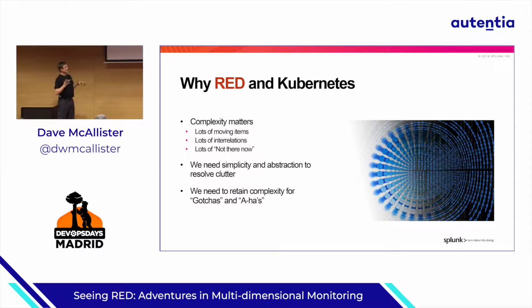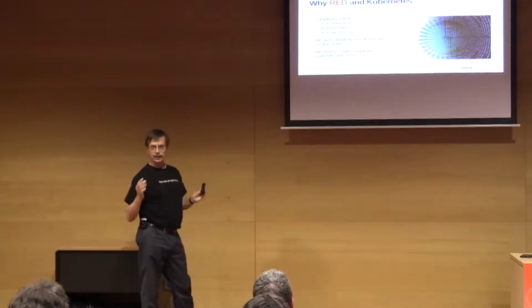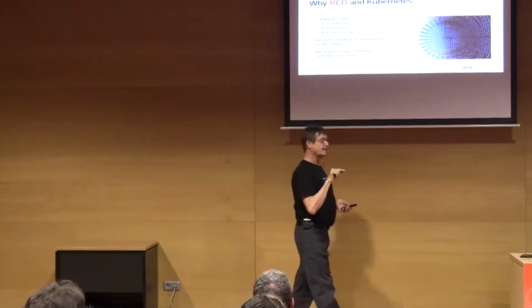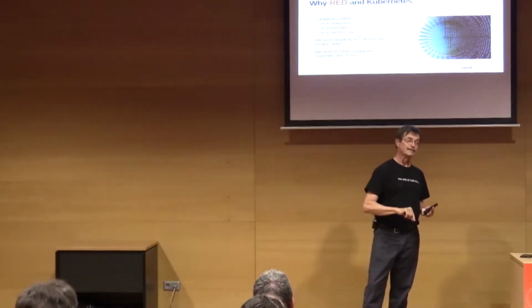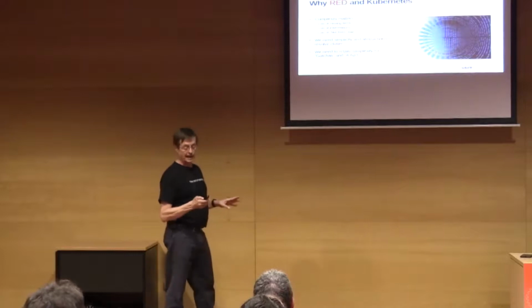So why this RED thing? Why RED and Kubernetes? Well, complexity really does matter. We have a lot of moving parts. We have a lot of relationships happening. We don't know where these pieces all are. We're not even sure necessarily what order things are operating in at any given point. We need to have the simplicity while being able to abstract out to get rid of that clutter, that noise that's showing up. At the same time, we need to have that complexity so we can find out the things that went wrong that we didn't know went wrong. So that's the complexity. Grab those moments when something went wrong that you totally didn't expect to happen.